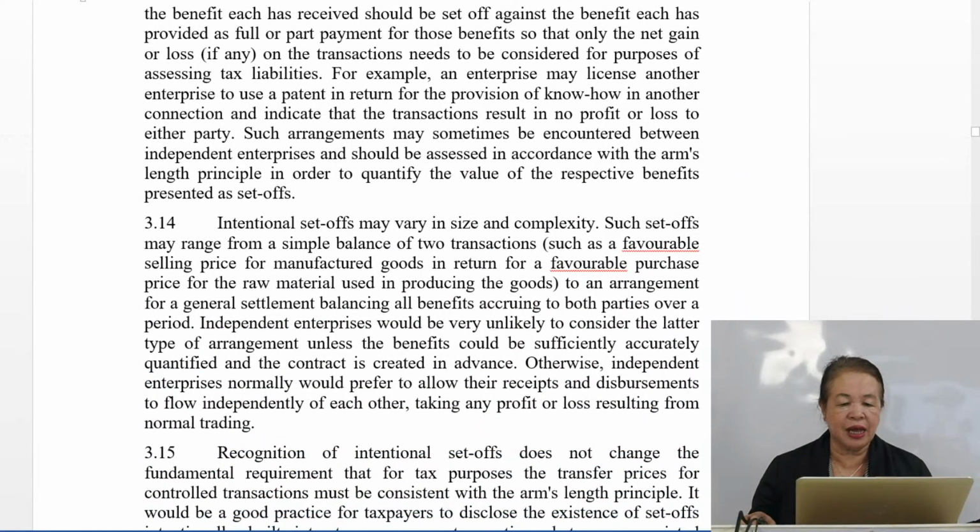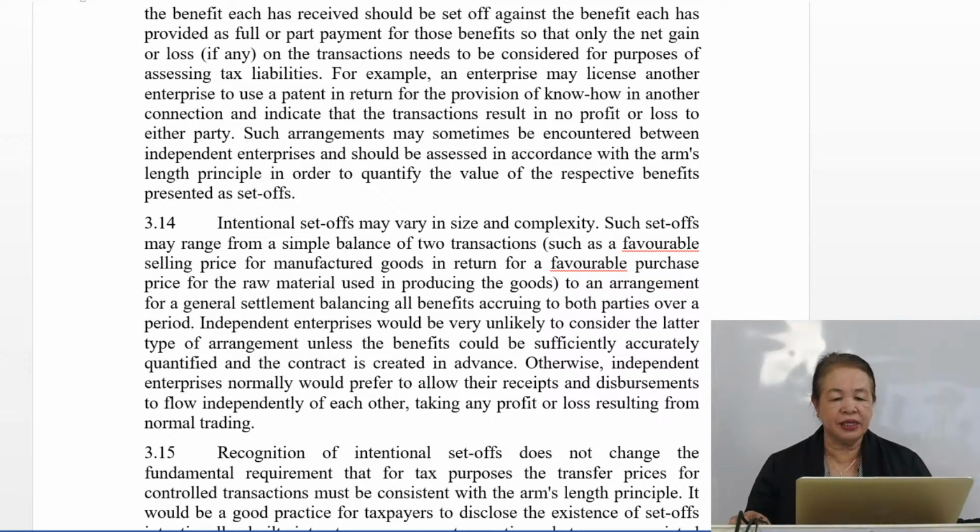So, for example, an enterprise may license another enterprise to use a patent in return for the provision of know-how in another connection and indicate that the transaction results in no profit or loss to either party. So, pwedeng ganon. Walang loss or profit sa other party. Hindi nila ni-recognize yung gain. Such arrangement may sometimes be encountered between independent enterprises and should be assessed in accordance with the arm's length principle in order to quantify the value of the respective benefits presented as set-offs.